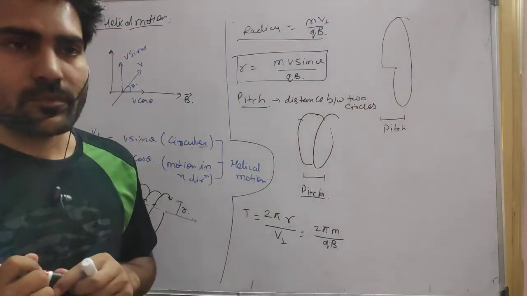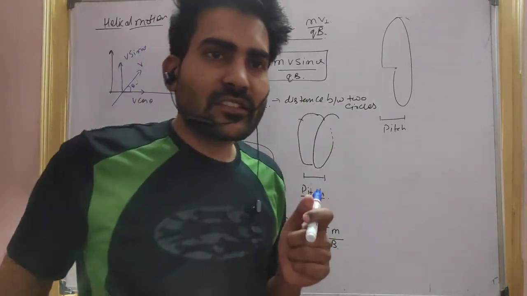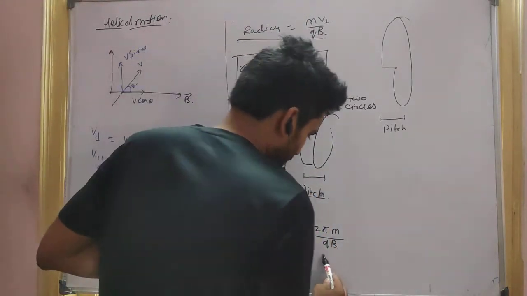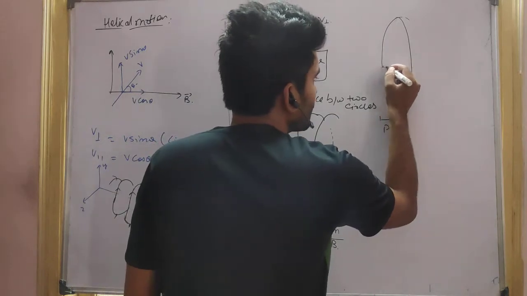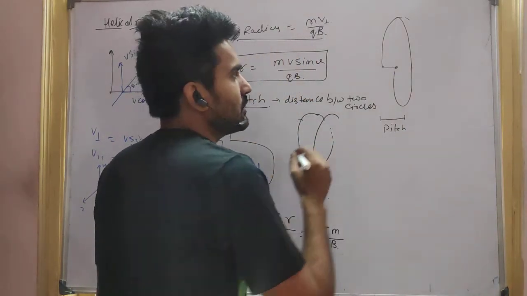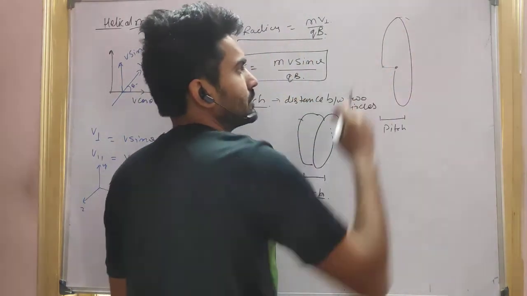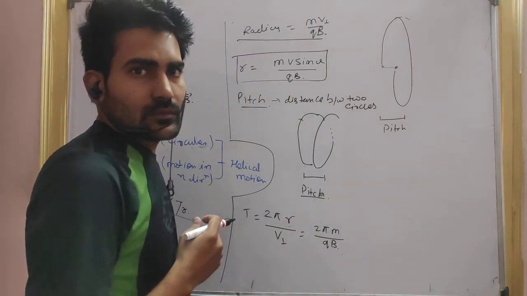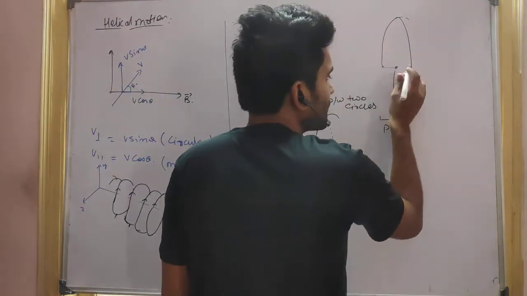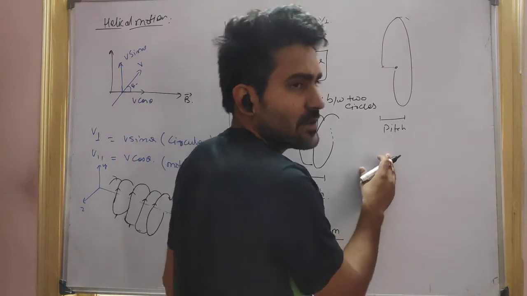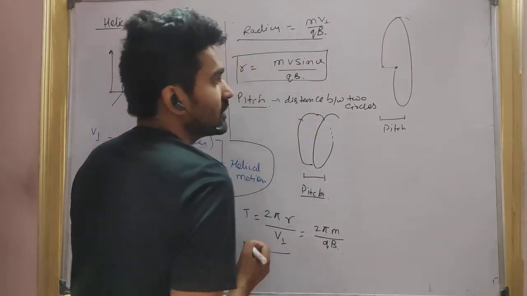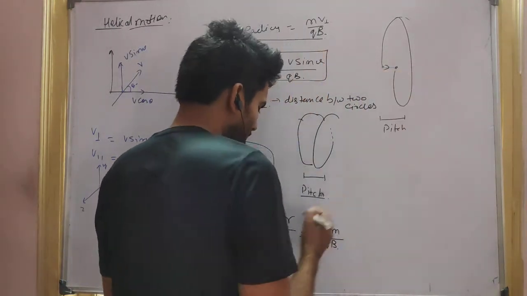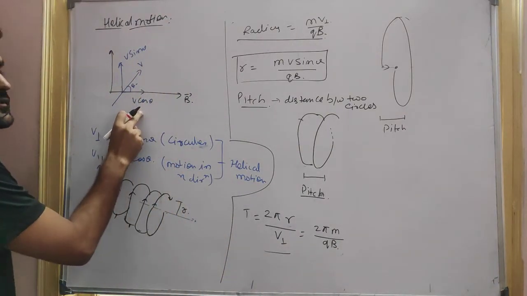So when it is covering one pitch, in how much time is it covering one pitch? I think this time, right? How much has it moved from here to here? Tell me how much it has moved from here to here. This is the pitch, right? And what is the time taken here? Time taken is this one. So what is the velocity in this direction? That is v parallel, v cos theta.